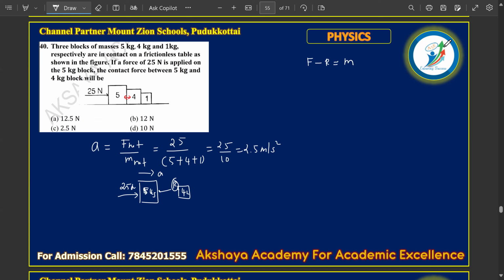The force applied is 25 minus R, equal to mass 5 into acceleration 2.5. So 25 minus 12.5 is equal to R. So R is equal to 12.5 Newton. This is the contact force between the 5 kg and 4 kg blocks. So the correct answer for question number 40 is option A.